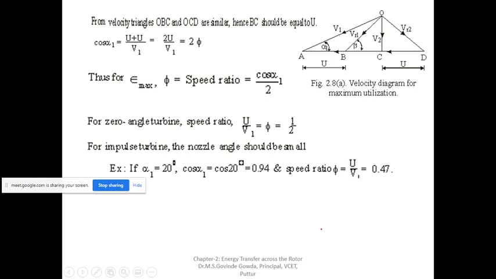Okay. So now you can see that for the zero angle turbine, the speed ratio U by V1, phi, is equal to 1 by 2. So for an impulse turbine, the nozzle angle should be small. For example, if alpha 1 equals 20 degrees, cos alpha 1 is cos 20, which equals 0.94. Therefore, the speed ratio phi equals U by V1 equals 0.47, dividing 0.94 by 2.